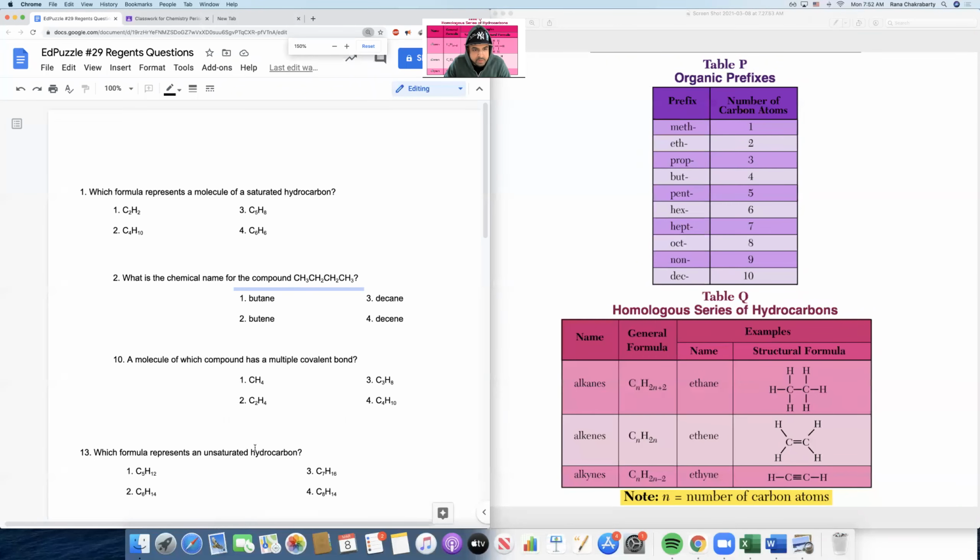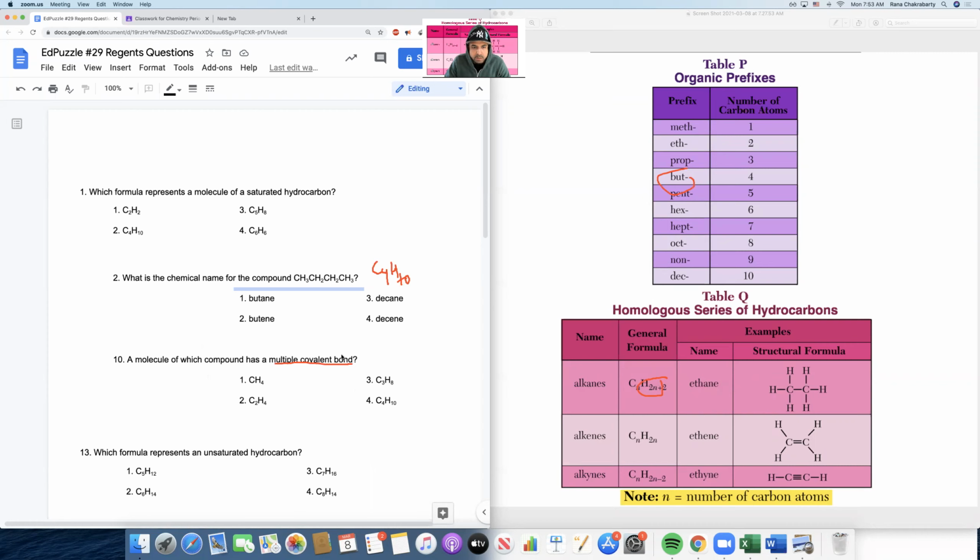All right, so why is this C4H10? Because I counted the carbons and I counted the hydrogens. And why is it butane? Because 4 carbons is bute. And then if it has double the amount of hydrogens plus 2, it's an ANE. Right? So that's butane. Which one has a multiple covalent bond?